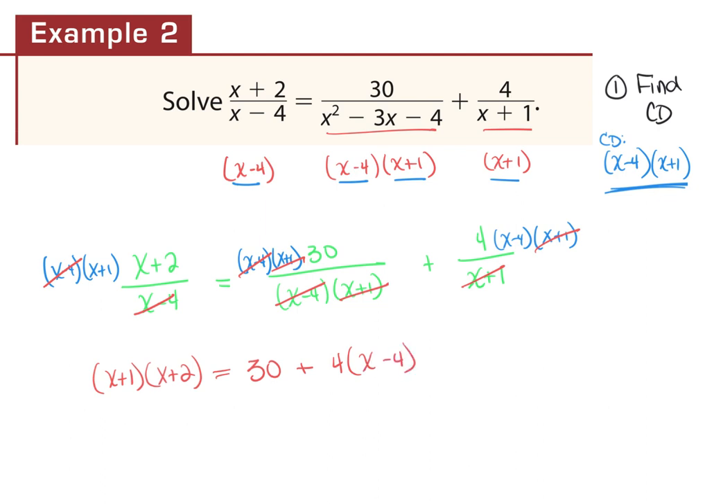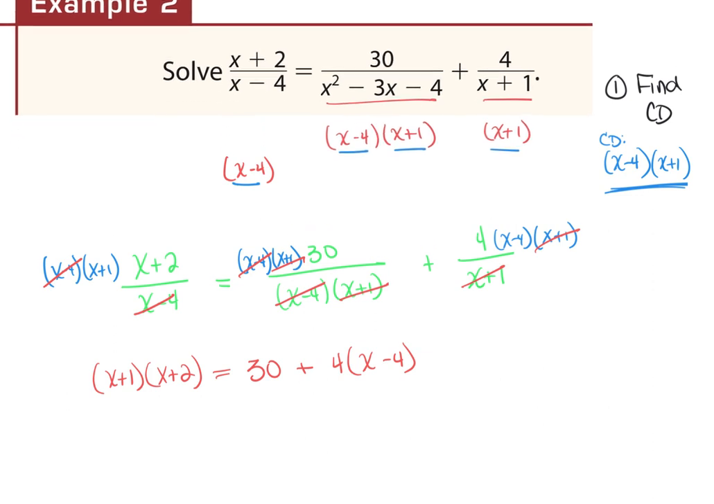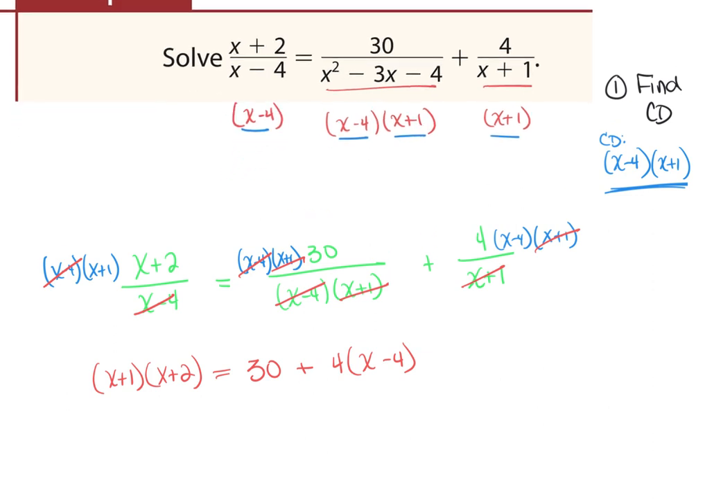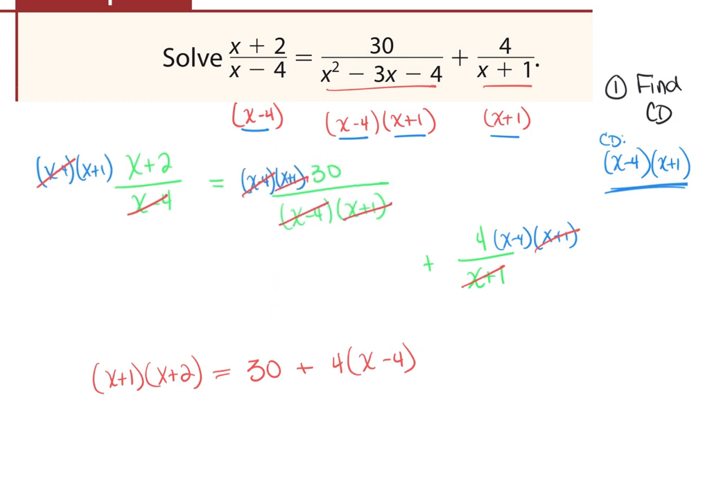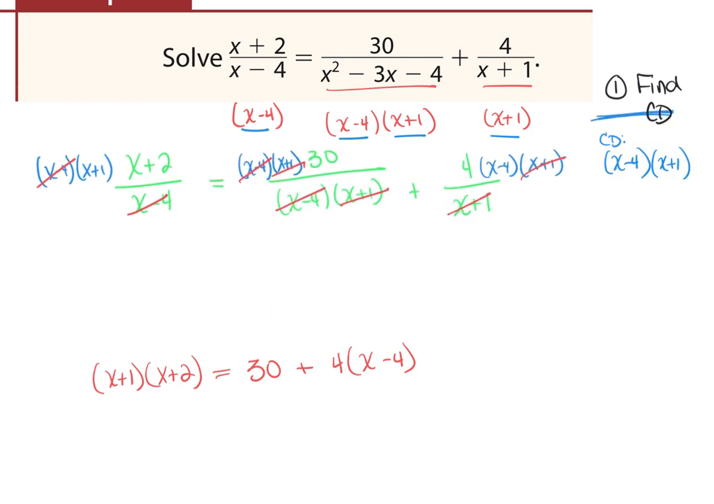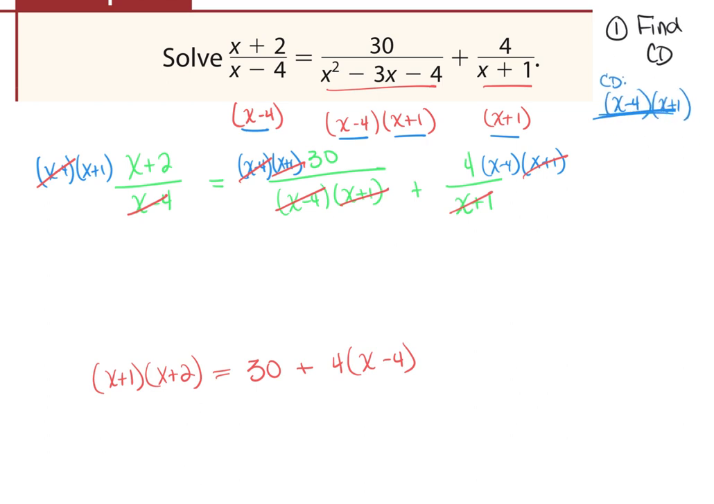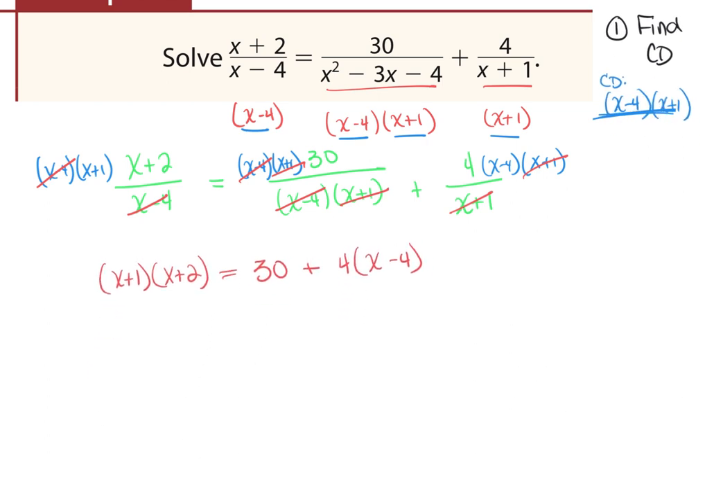So this process will always get rid of all of your denominators. If it doesn't, you did not find the right common denominator. All right? So once I've done that, I am going to just solve, as I always would. On the left-hand side here, I'm going to distribute. So I'm going to say x squared plus 2x plus 1x plus 2, equals 30, and I'm going to distribute here, 4x minus 16. All right.